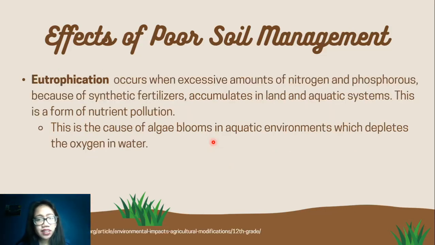Next, and finally, another effect of agriculture is eutrophication. So this occurs when excessive amounts of nitrogen and phosphorus, because of synthetic fertilizers, accumulate in land and aquatic systems. So excessive nutrients in the soil is called eutrophication.